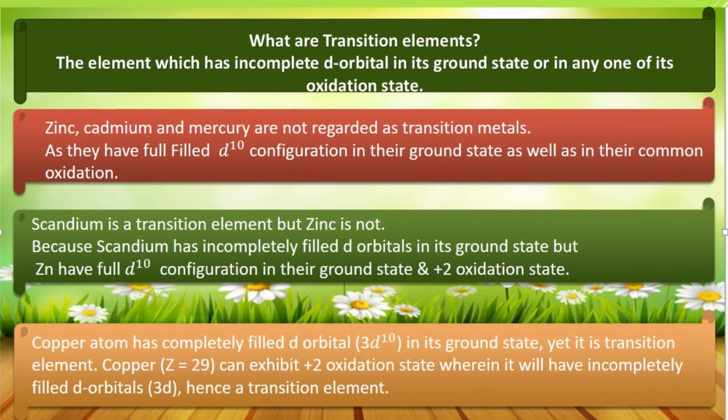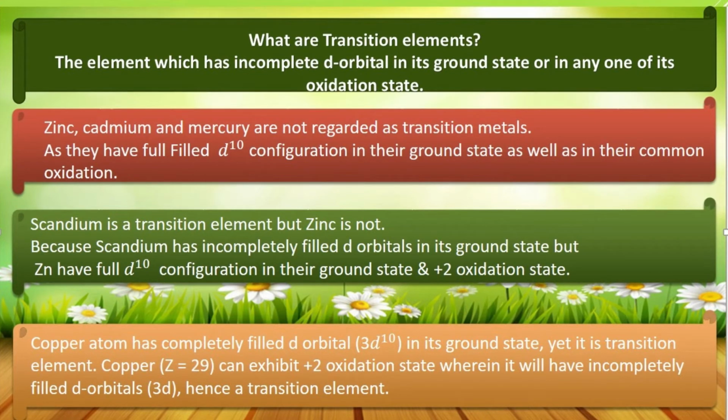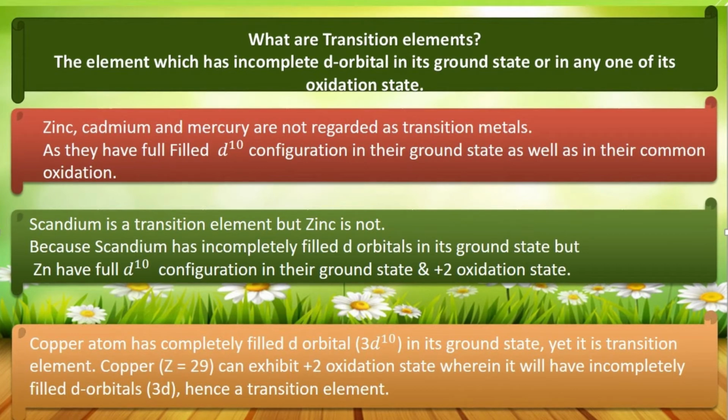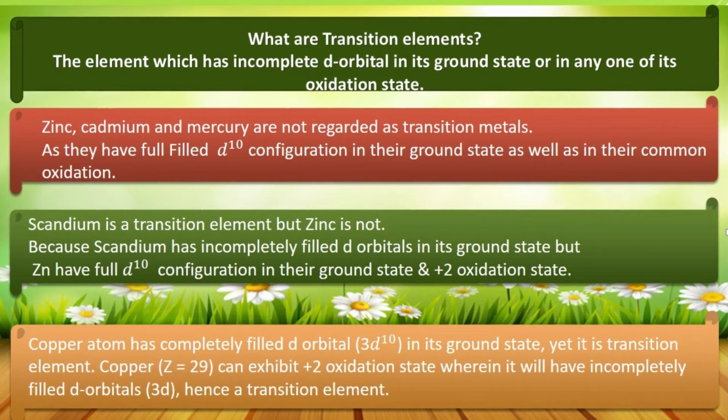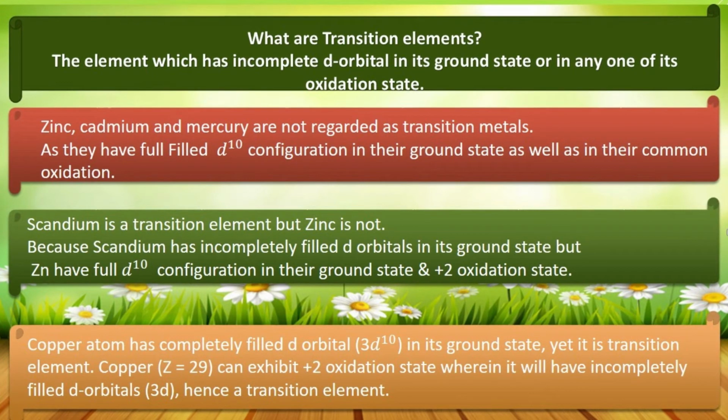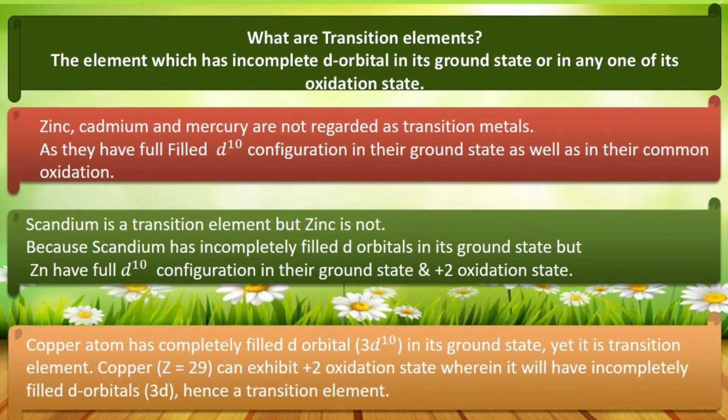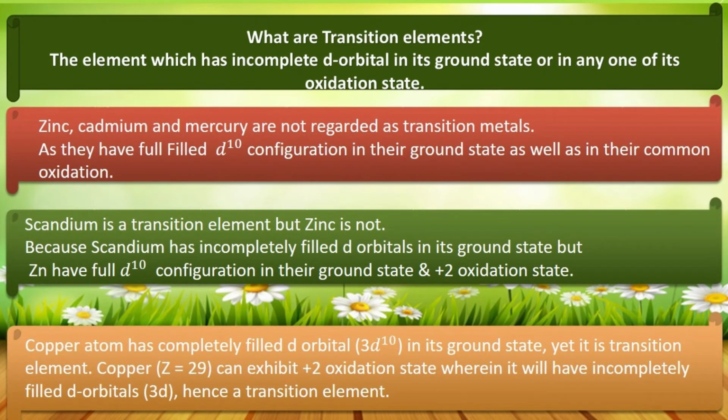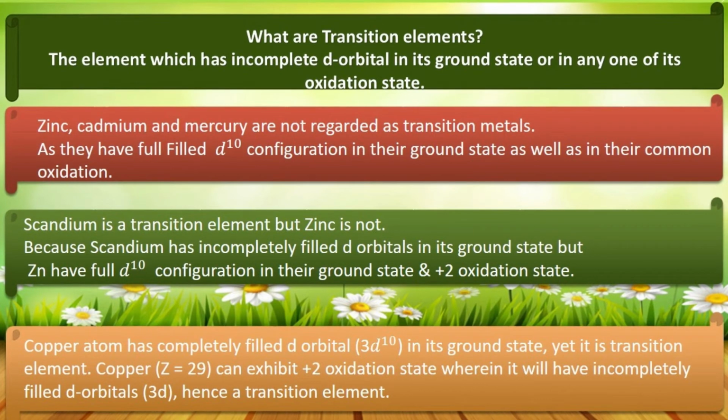Now let's discuss a few questions that can be asked from the introduction part of D-block elements. The first question is, what are transition elements? We know D-block elements are also called transition elements. These D-block elements involve filling up of d orbitals. So these transition elements can be defined as elements in which d orbitals are incomplete in their ground state or in any one of their oxidation states.